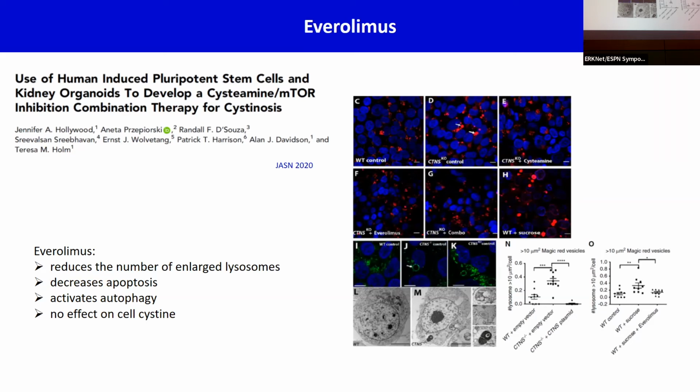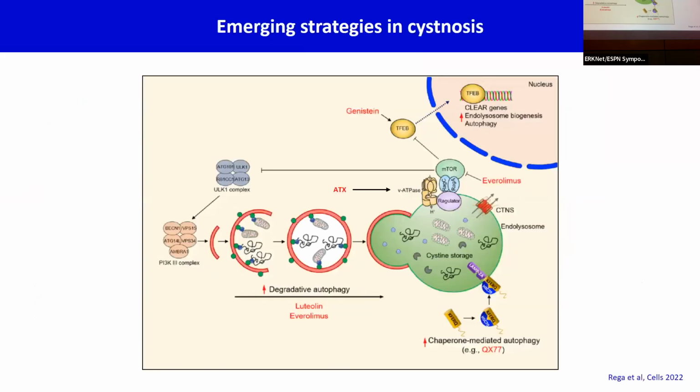Right now, cystinotic rats are being treated with everolimus, and we should know the results of these tests in the coming months. So this slide sort of summarizes what I just said. We have different approaches that target different aspects of the cell defect in cystinosis.